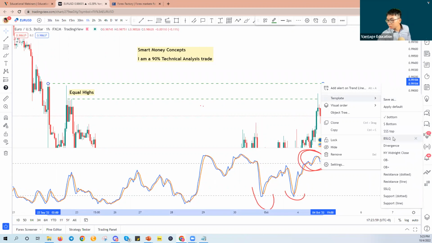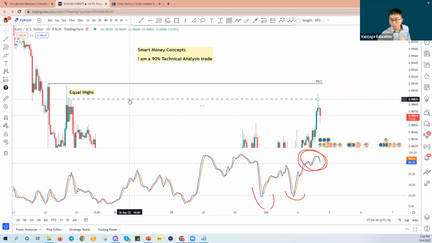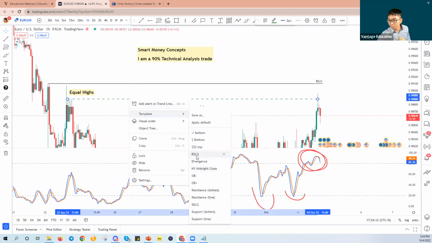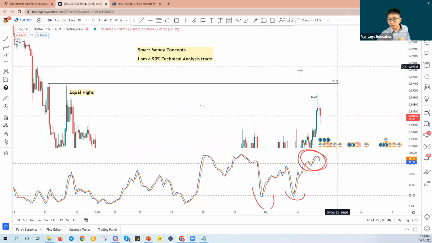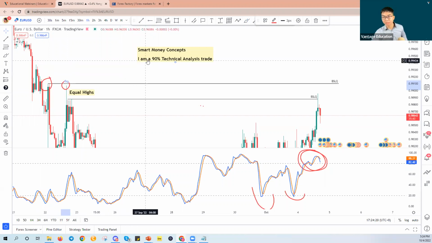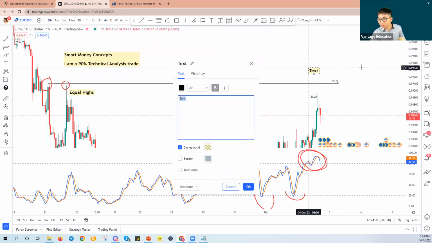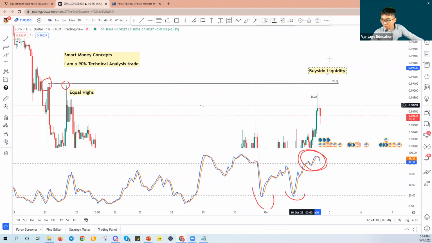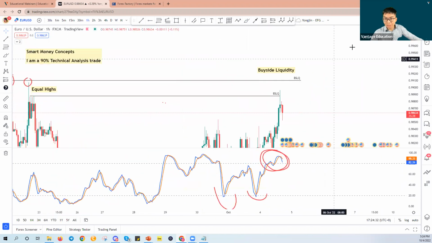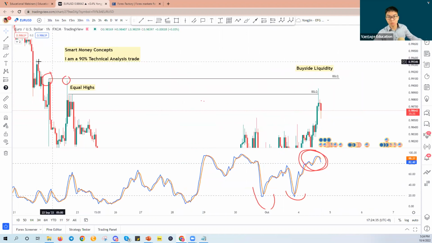Let me set that. I like to set it as I already have my templates. As you can see on the side, I have my BSLQ. Okay, what does BSLQ mean? Let me highlight this area again. What does BSLQ mean? Buy side liquidity. So this is buy side liquidity where we can expect price to reach towards.